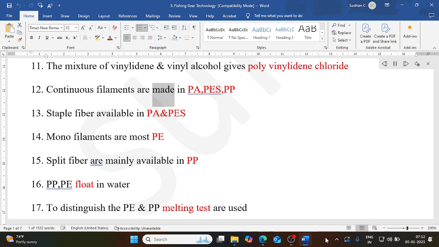Continuous filaments are made in PA and PP. Staple fiber is available in PA and PS. Monofilaments are mostly PE. Split fibers are mainly available in PP. PP and PE float in water. To distinguish PE and PP, a melting test is used.